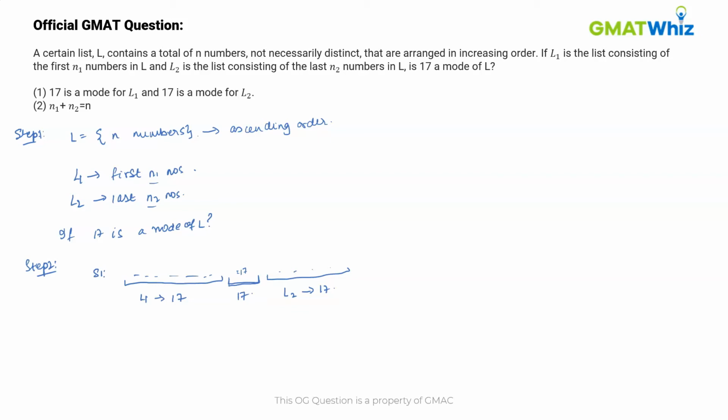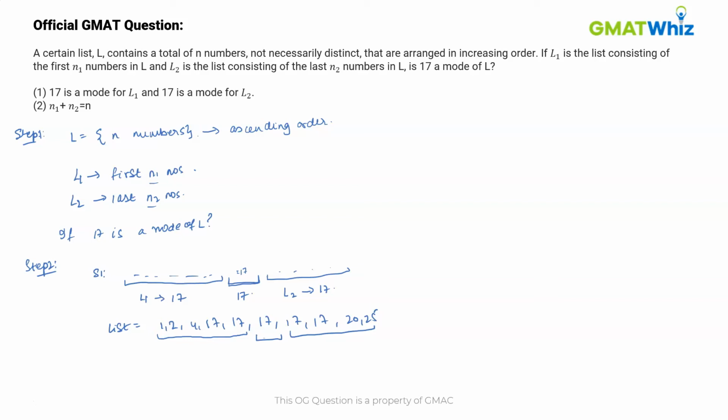Now let's understand this with the help of an example. Suppose I have a list of numbers which are 1, 2, 4, 17, 17, 17, 17, 17, 20 and 25. Suppose this is the first N1 numbers, and this is the second list which contains the last N2 numbers. Then the number left in the middle will be equal to 17.